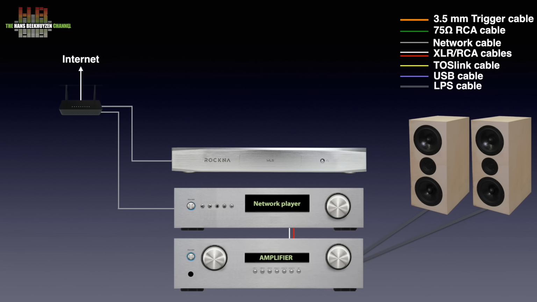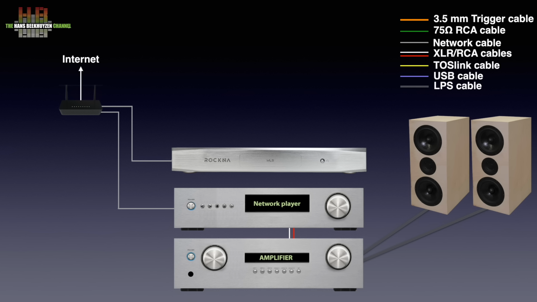In this setup, the Wavelight server can send music from its internal storage to the network player. It can also receive music from streaming services and internet radio and send it to the network player. This is something most network players can do themselves. However, it's easier to control everything from one device, the server.